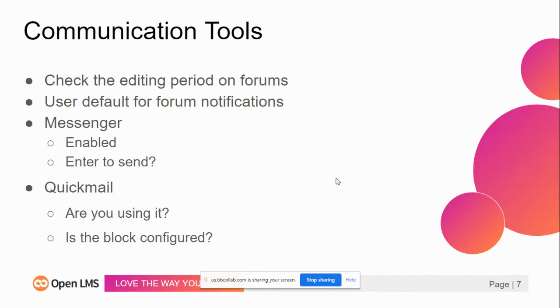The other thing to know is what are your default notifications for forums? So if you're using something like Digest, and that Digest goes out at 5 p.m. every day, if faculty are posting a forum announcement at 6 p.m., that forum announcement will not go out in Digest until the next day at 5 p.m.